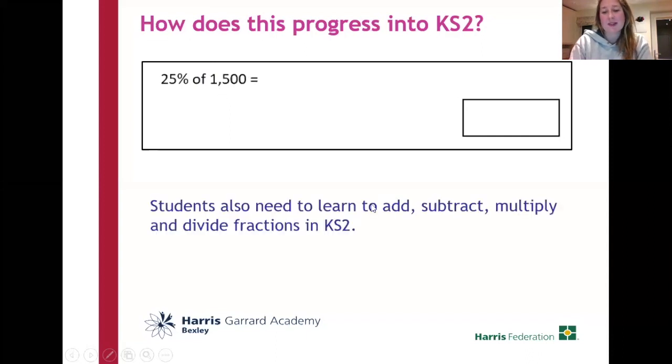They also need to be able to add, subtract, multiply, and divide fractions in Key Stage 2. And that's introduced in year 4 and readdressed lots of different times.